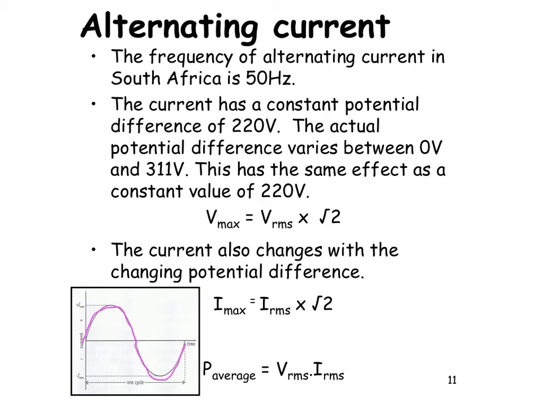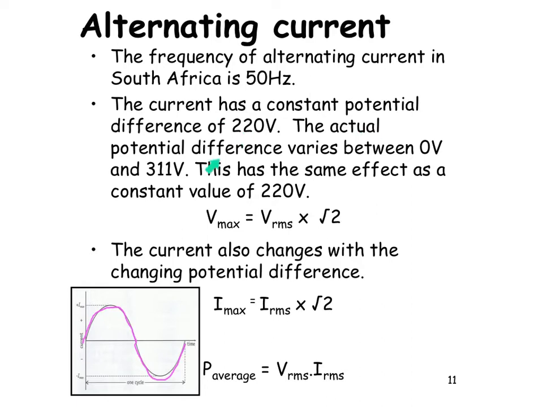Now, in South Africa, our alternating current makes 50 of these waves in 1 second. 50 hertz, 50 full vibrations every second. So that means that the current actually changes direction 100 times per second. That is a lot, and it's really important for transformers that it happens, because you need to have a changing magnetic flux. The current has a constant potential difference of 220 volts.